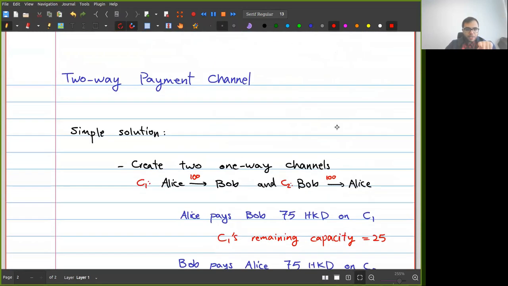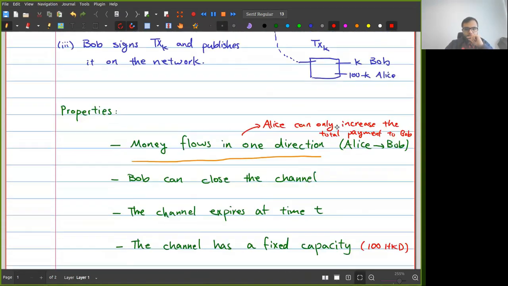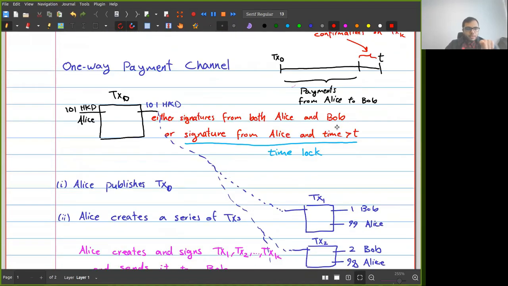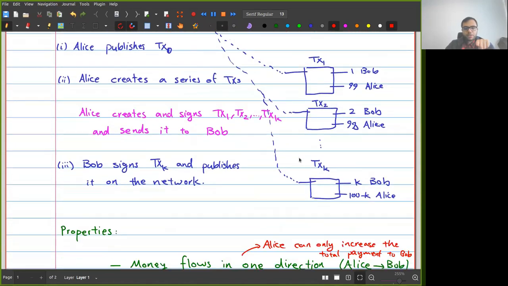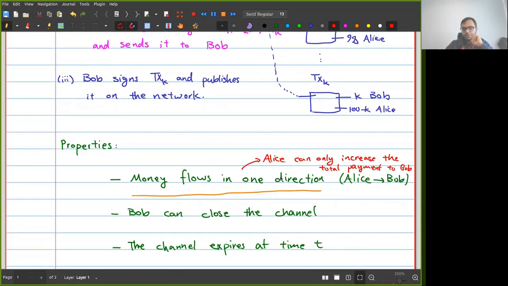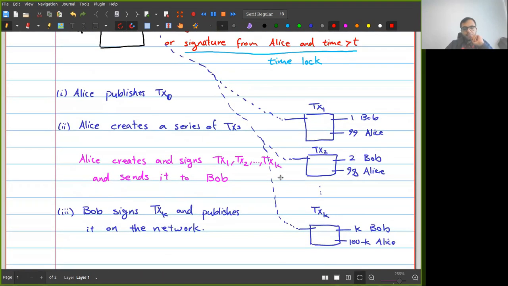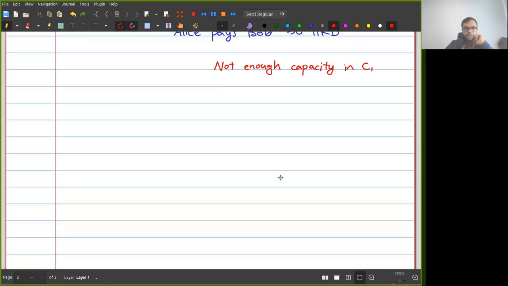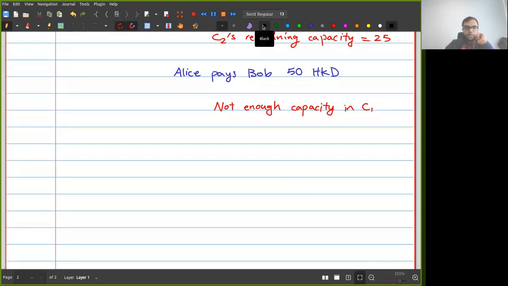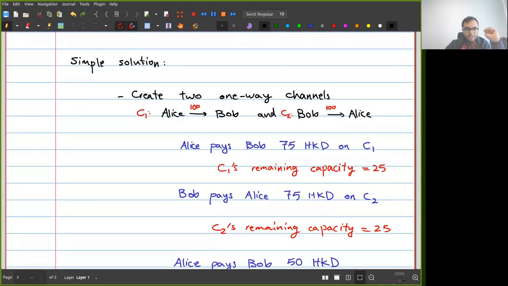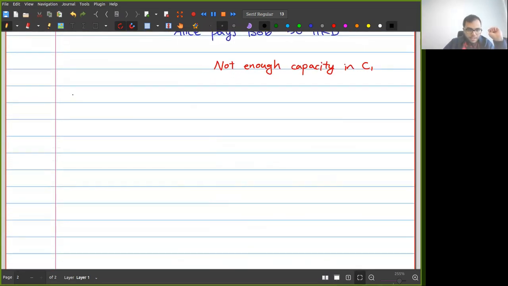That's why I would like to create a two-way payment channel. And to create a two-way payment channel, basically, I want to take my one-way payment channel and I want to make it so that money can flow in both directions. Okay? Because if I can create that, then hopefully I can turn it into a functioning two-way channel. Okay? So this is our second attempt. So this simple solution doesn't really work. Let's try this second attempt.